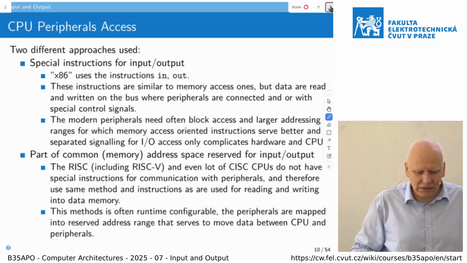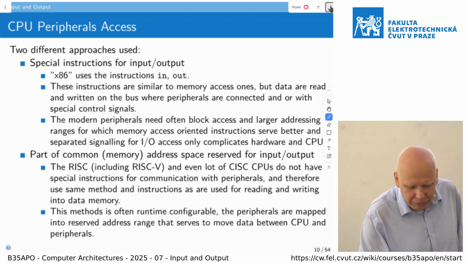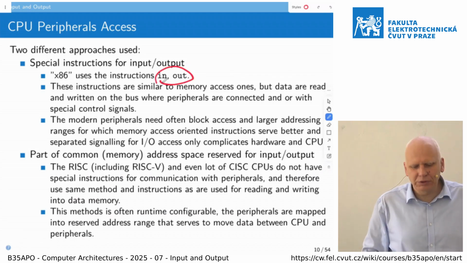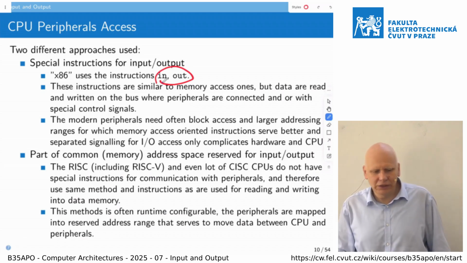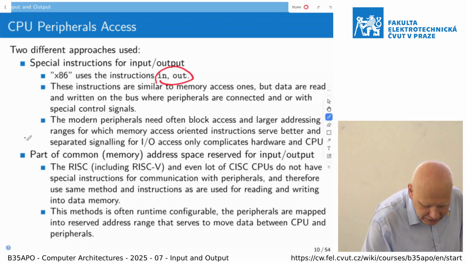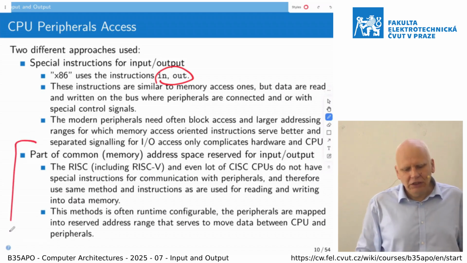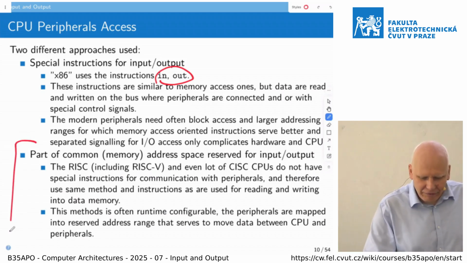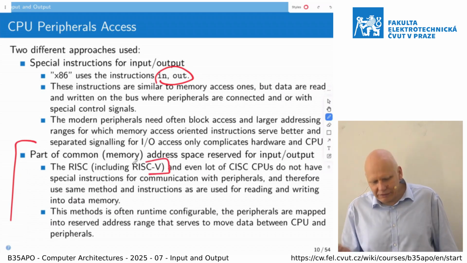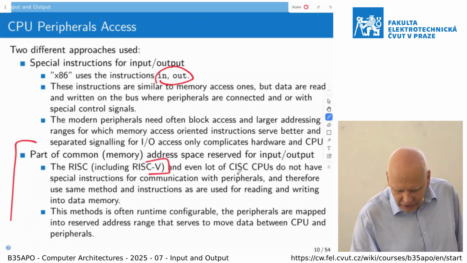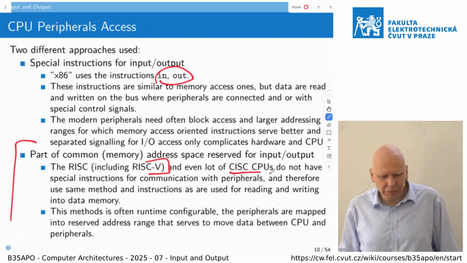And even on those chips which have the special input-output instructions, the usual practice today is to switch to memory-mapped peripherals, which is the second option, and on RISC-V and most of the RISC processors the only option. And even many complex instruction set computers have only memory-mapped peripherals.